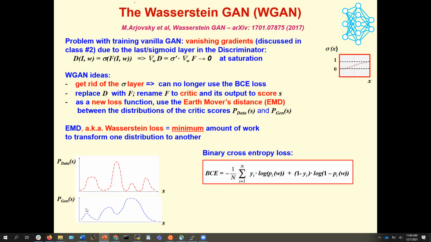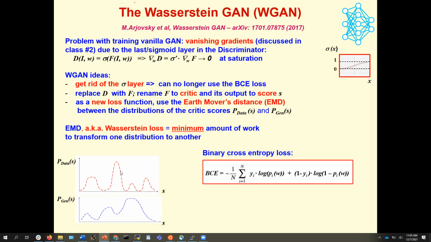Likewise, we can do the same for fake data produced from noise by the generator, and also generate a distribution of scores. And as I said, as the new distance, the new loss function, the authors proposed the Earth-mover distance between these two distributions. How can we compute the distance between two distributions?